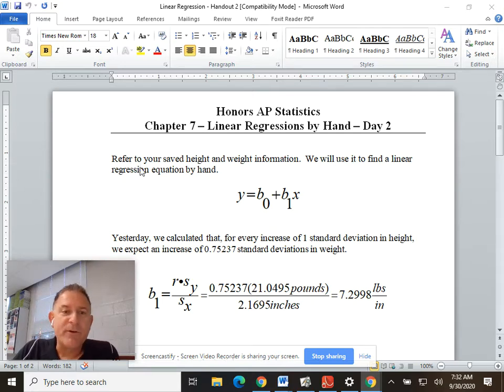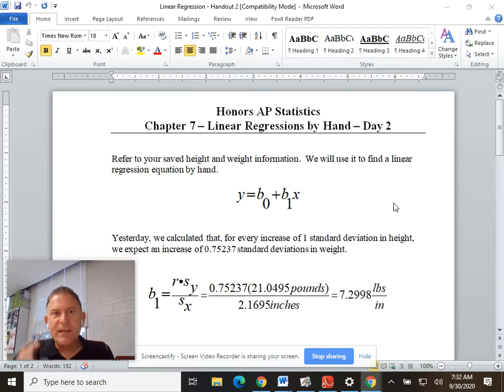So that's what this says. Refer to your saved height and weight information. We'll use it to find a linear regression by hand. Look at this right here. This is y equals mx plus b. I wrote it in a slightly different order, but basically this is your slope-intercept equation that we're going to work with today.